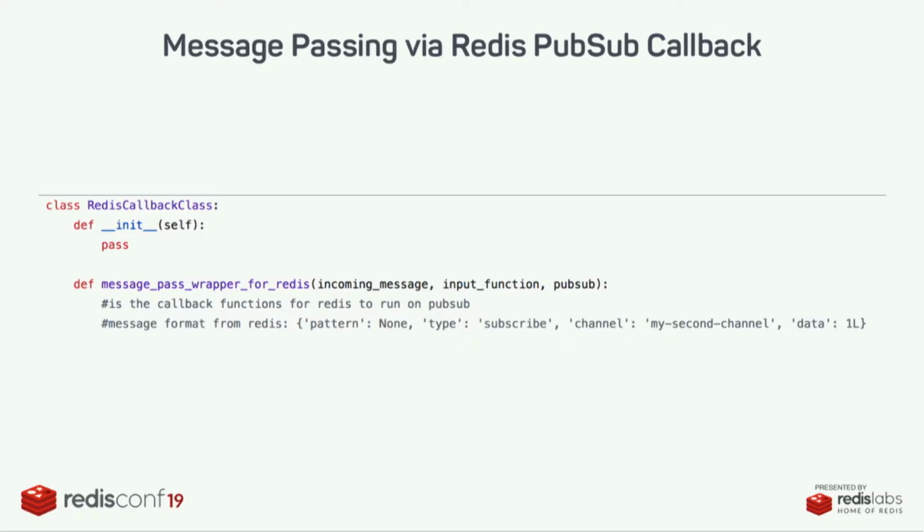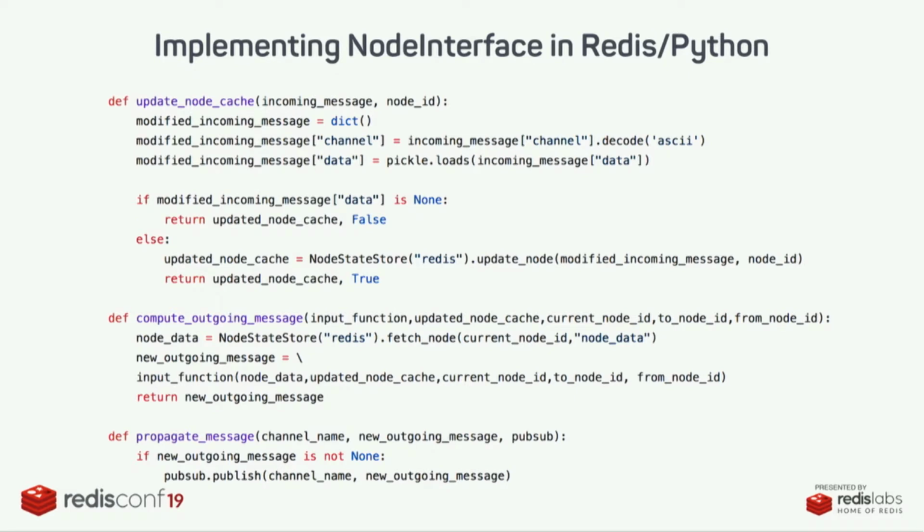Basically in Redis, each node implements this message pass wrapper. You have update node cache, which is just updating the state once it receives a callback in Redis, meaning it received a published message through a channel it was subscribed to. Then we compute the outgoing message based on the particular algorithm that you're running. And third, we propagate that message to all the appropriate neighbors. I don't have to specify much here, because which neighbors you're propagating to is specified by which channels you're subscribed to. So most of the information is actually encoded in the PubSub system itself.